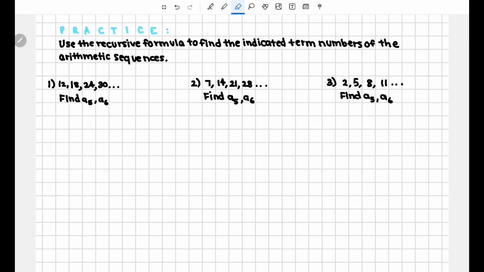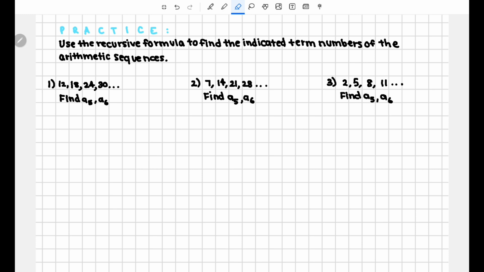Now it's time for your practice. Use the recursive formula to find the indicated term number of the arithmetic sequences below. For each arithmetic sequence, you're going to find the fifth term and the sixth term. Also remember that the recursive formula relies on the previous term, so make sure you first find the fifth term with the fourth term, and then find the sixth term with the fifth term. Pause the video now and get started on the practice.